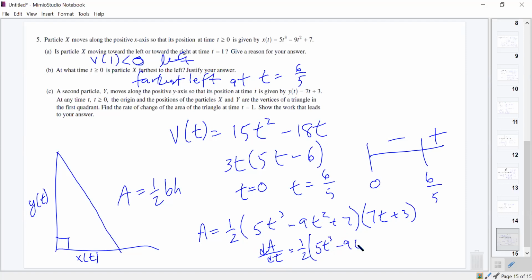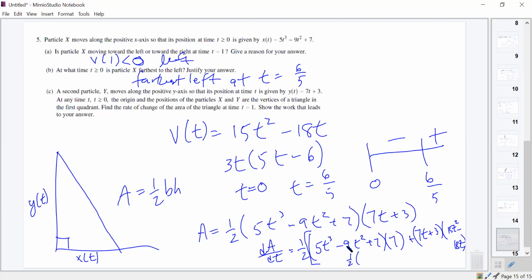5t cubed minus 9t squared plus 7 times 7, and then 1/2 should be attached to everything. And then we have 7t plus 3 times 15t squared minus 18t. And then you just plug in 1 and see what you get. So looks like if I plug in 1, I should get 1/2.